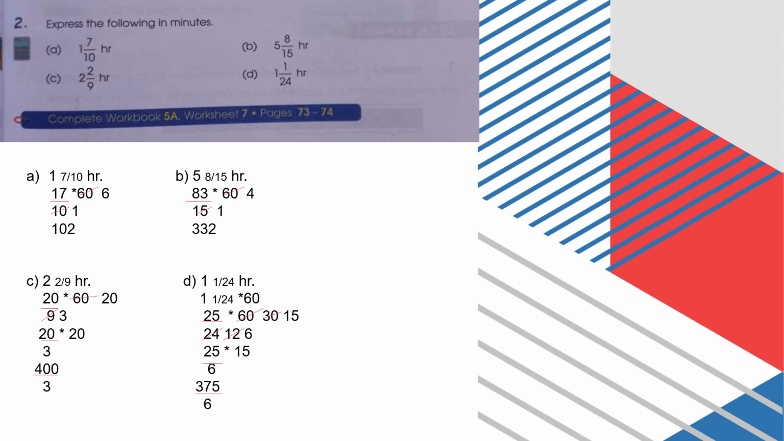Now we have part D, which is 1 whole number 1 over 24 hours. After converting this mixed number in a fraction form, we have 25 over 24 multiplied by 60. We have cancelled out 24 and 60 with the help of 2. So first we have reduced it in 12 and 30, and then we further reduce it in 6 and 15. So we have 25 divided by 6 multiplied by 15. So 25 is going to multiply by 15, which comes out as 375, and 6 comes out as it is in the denominator, and this is our answer.